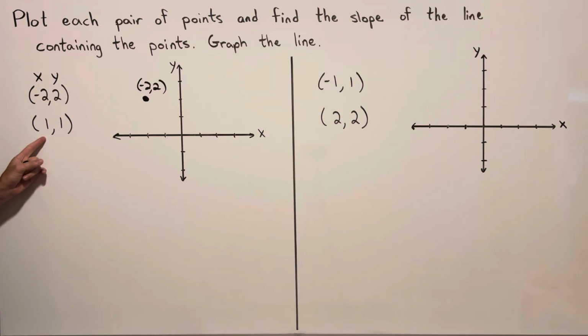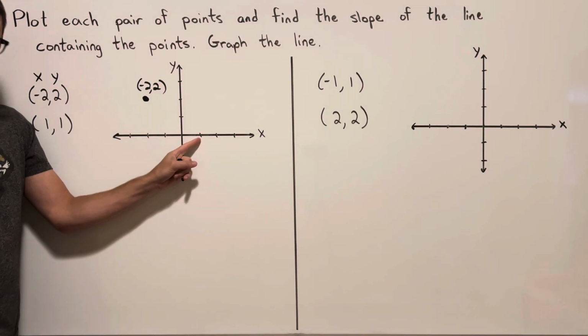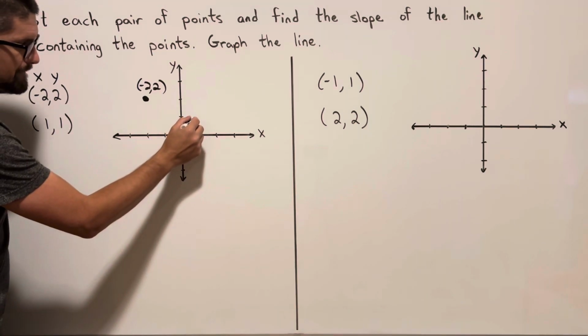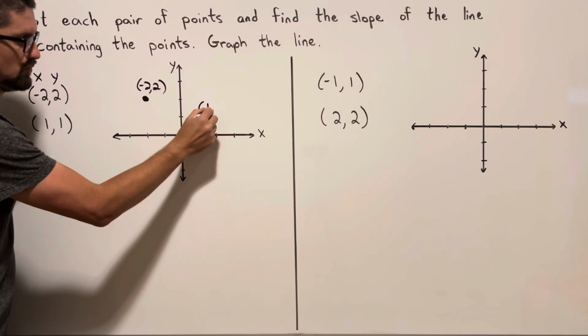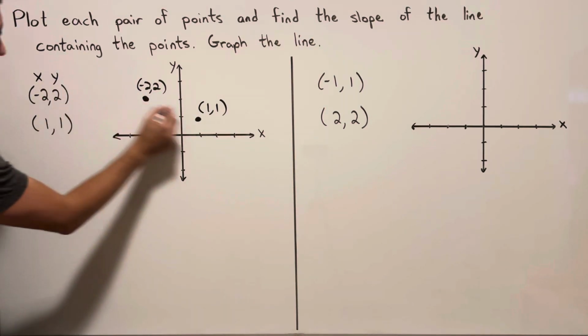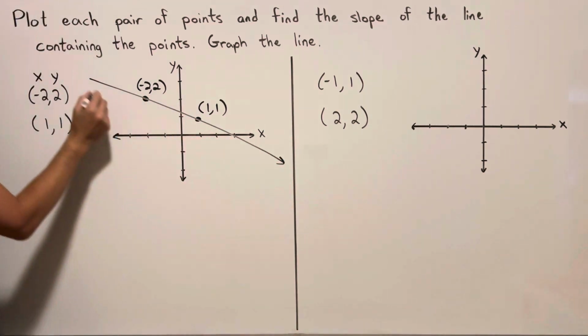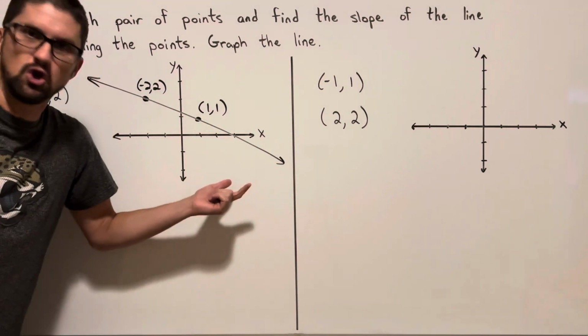The point 1, 1, the x value is 1 right here and the y value is 1 right here. So I'm going to go to the right 1 unit and then up 1 unit. So here's the point 1, 1. Now to graph the line, you're just going to draw a straight line through it. Just try and draw it the best you can.